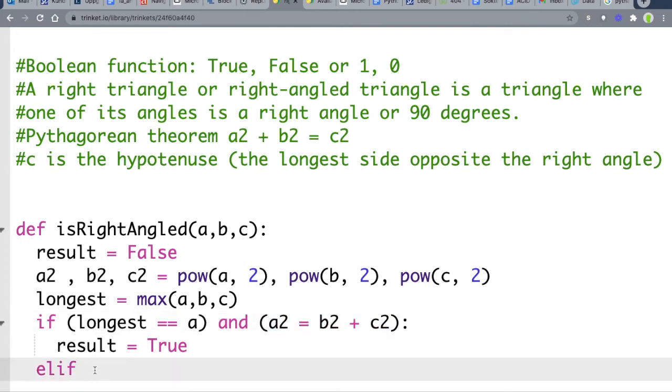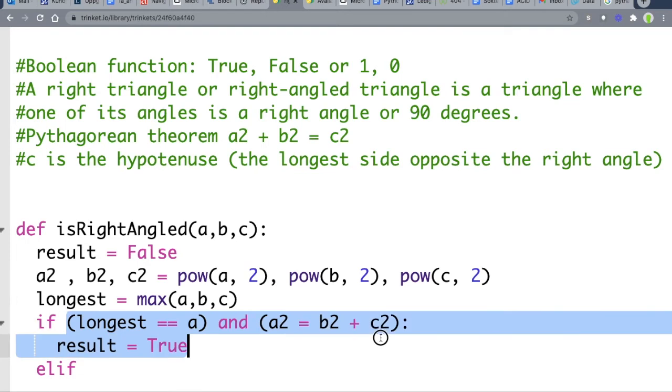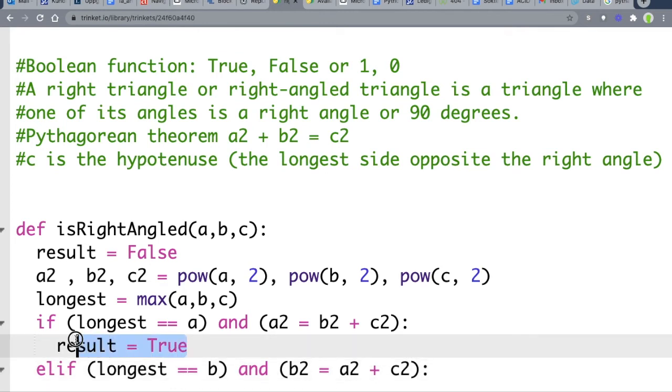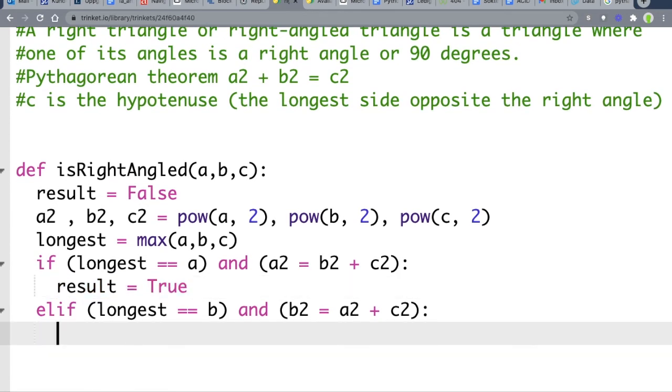So we check the same conditions for the other sides as well. In this case, we check whether B is the longest, and whether B squared is equal to A squared plus C squared. So this is the second one, and in this case as well, if both of these conditions are true, then the result should be true.